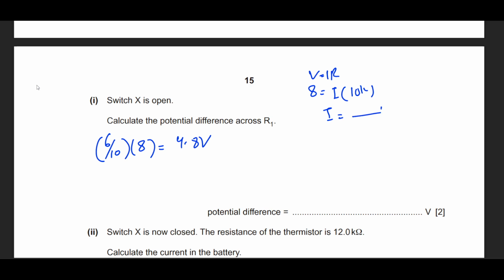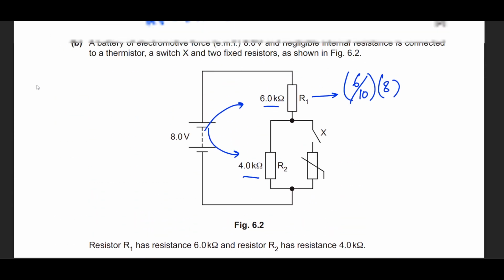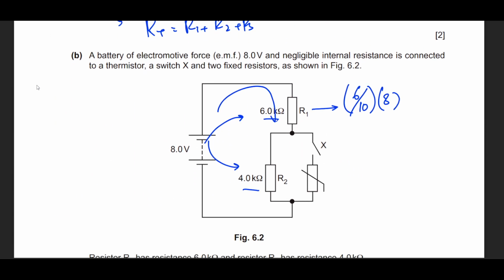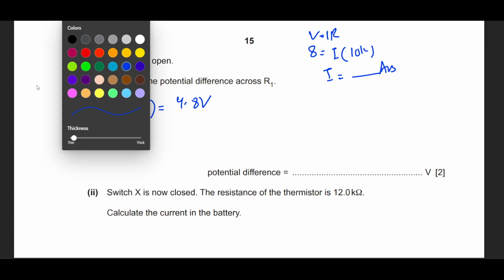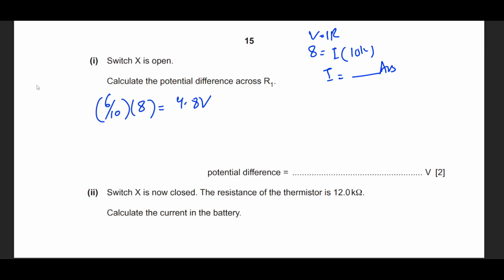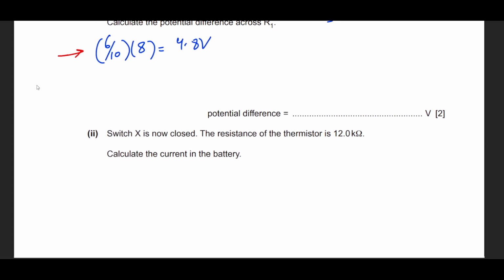First find out the current, whatever that current is, and then assume that that current is flowing through this resistor as well, and then apply V equals to IR to find out the voltage. You will still get 4.8. But that is a longer method that is going to take more time. So a more efficient approach would be to use potential divider since they are in series.